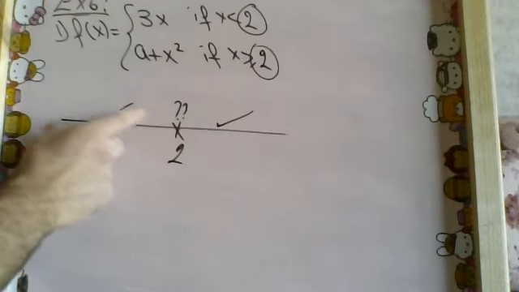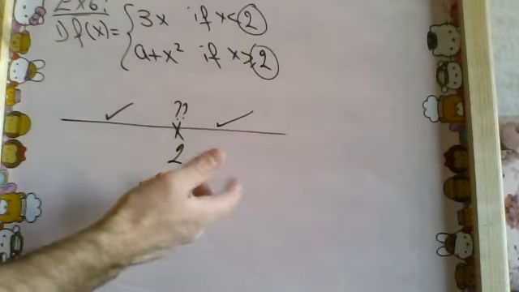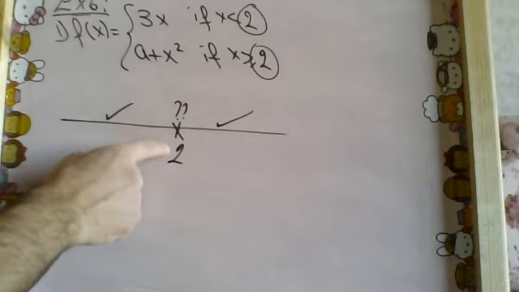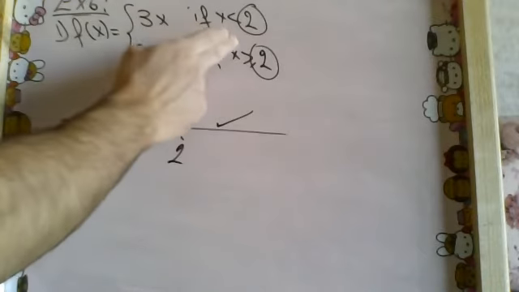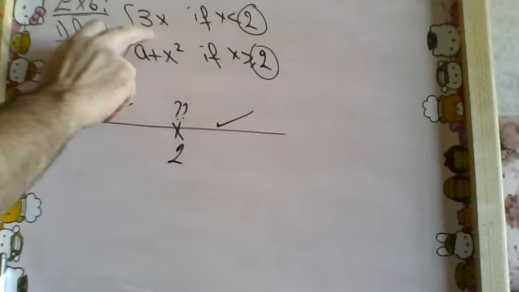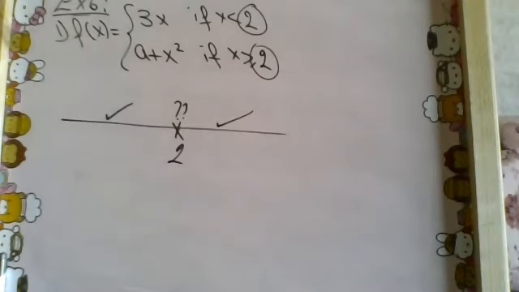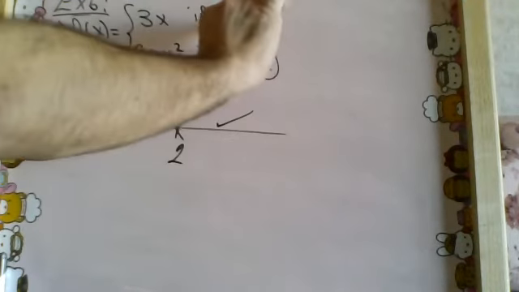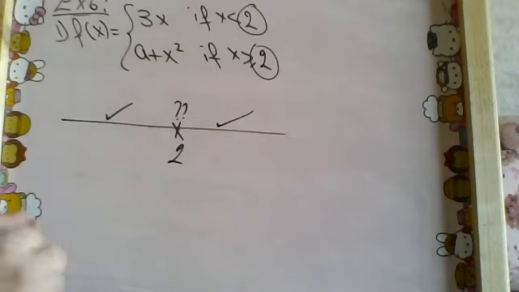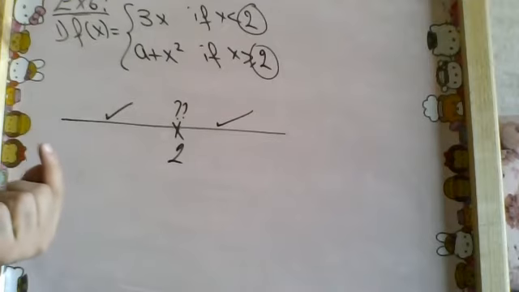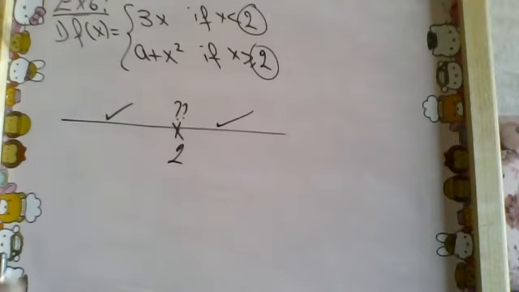Why? Because for any value of x different than 2, the function is continuous. If it is greater than 2, the function is a polynomial, so it is continuous. What remains is only the common point, the number 2. If the function is continuous at this number, then it is continuous everywhere.